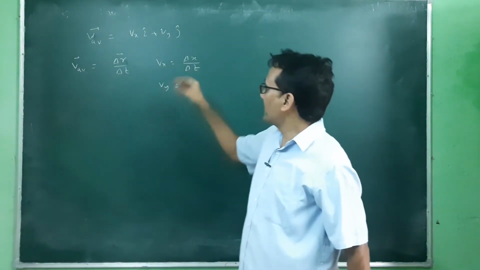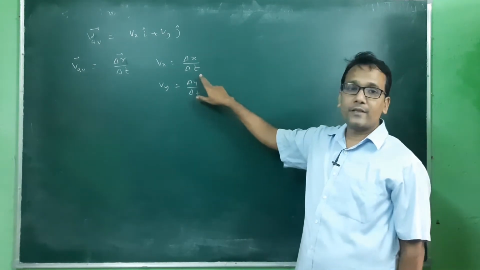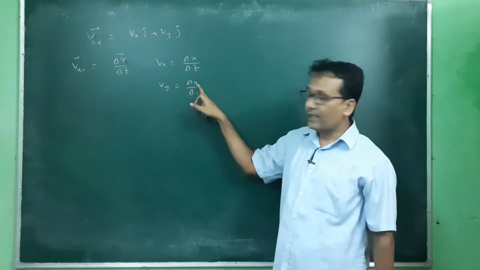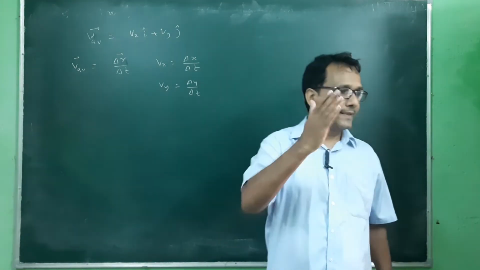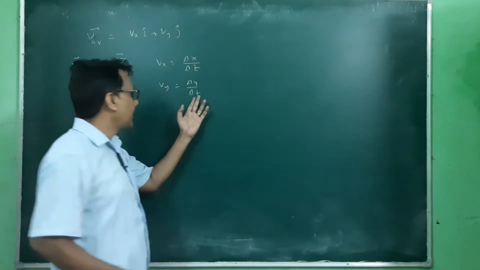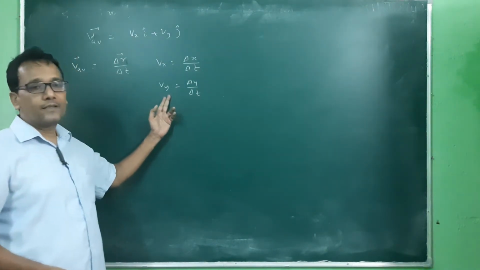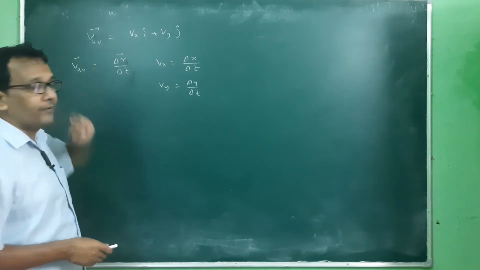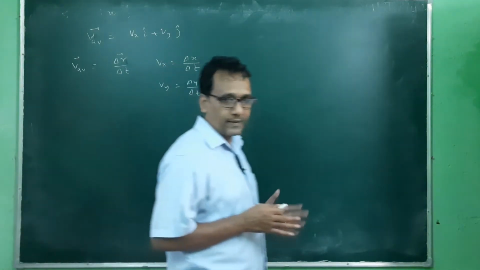So here this is the x component of position divided by time, so this will be the x component of velocity. And this delta y is the displacement along the y axis, and when we divide this by the small time delta t, then this is the y component of that velocity. Combined, this vx and vy give that average velocity.